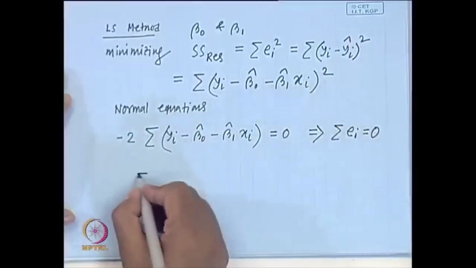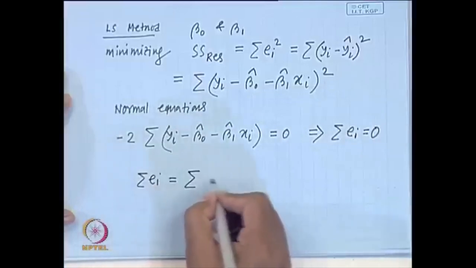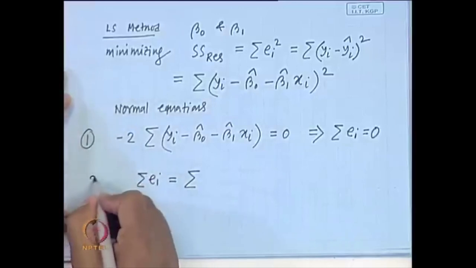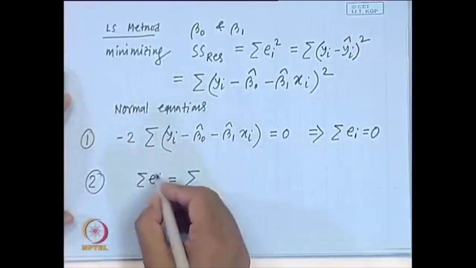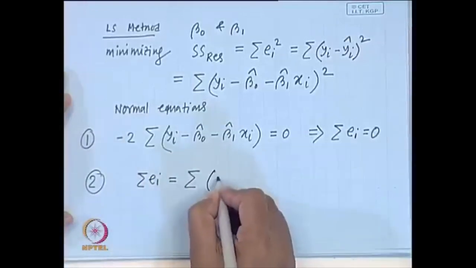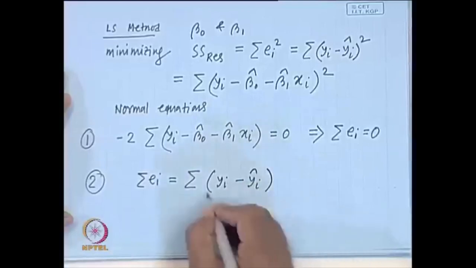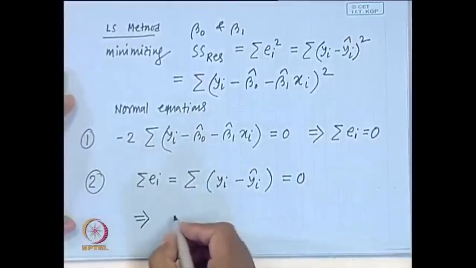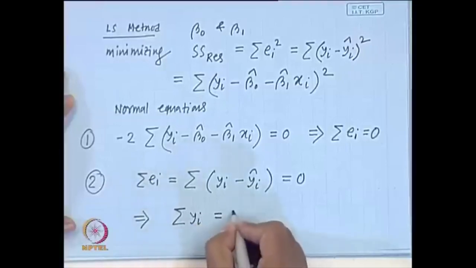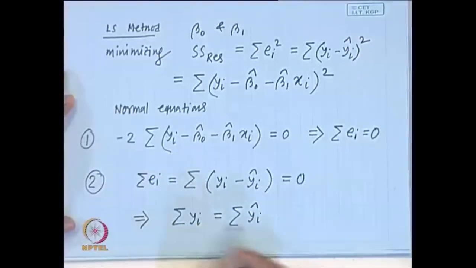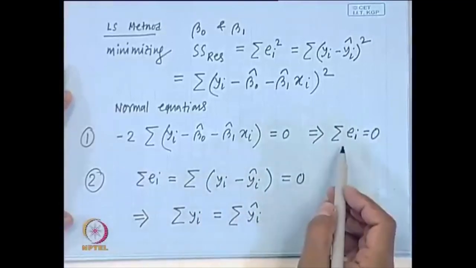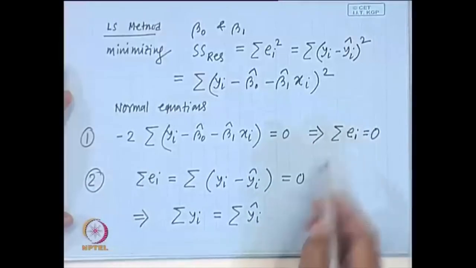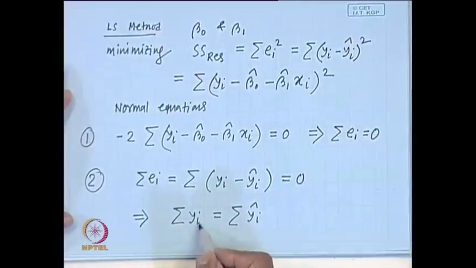So, this is the first property. The second property says that the residual is y_i minus y_i hat. This is the ith residual, and we know the sum is equal to 0 from the first property, which implies that the summation of y_i is equal to the summation of y_i hat. This one is a consequence of the first property. It says that the sum of observed values is equal to the sum of the fitted values.